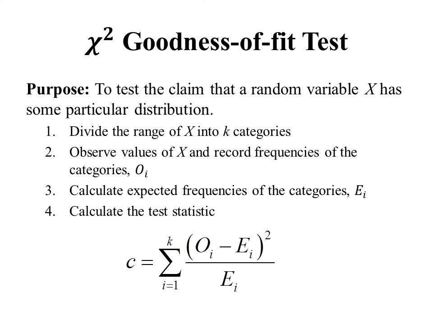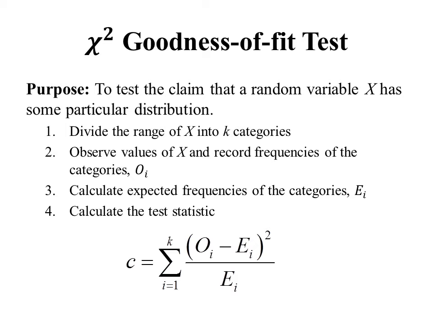So that's the basic idea behind this goodness of fit test, and specifically it's called the chi-squared goodness of fit test. The purpose is to test the claim that a random variable x has some particular distribution. And there's several steps to it. First is we're going to divide the range of x into k categories. In this case, we're dividing it into 7 categories from 1 up to 6.